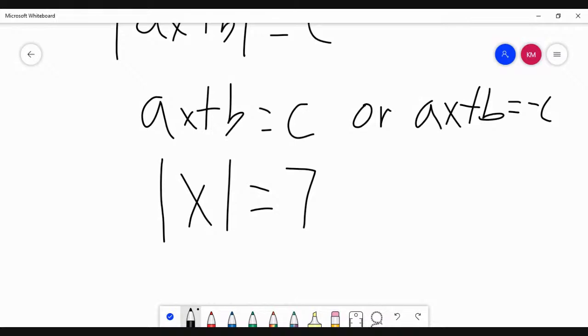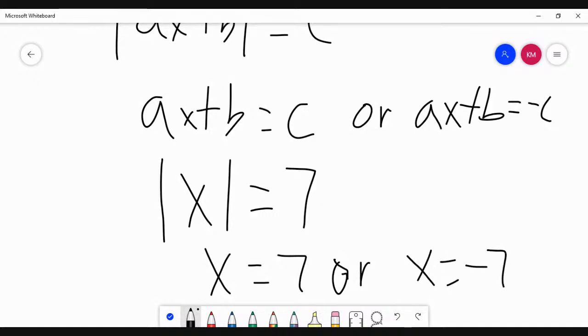So now, absolute value of X equals 7, that is X equals 7, or X equals a negative 7.